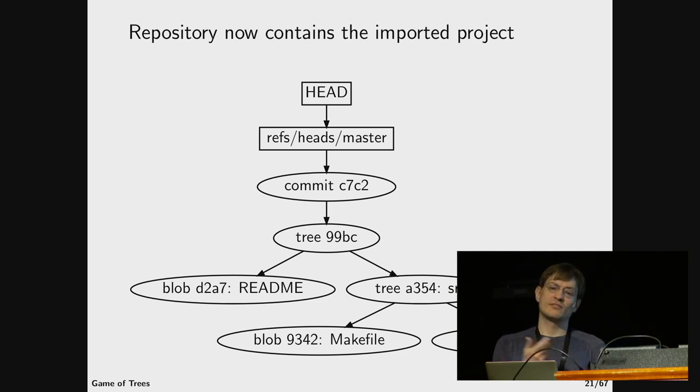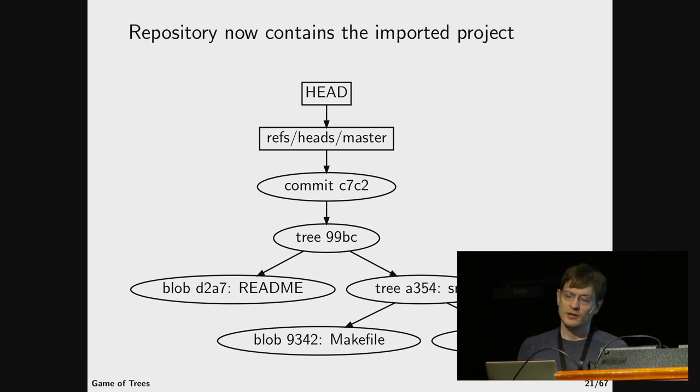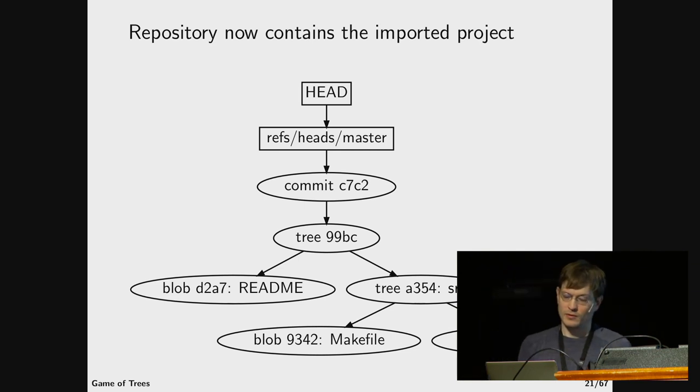And it also creates a head reference, but that's mostly for Git, so that Git knows what's going on. We only use the head reference as a default reference if you don't specify one. And so after an import, the repository looks like this. It has the head reference, the master reference, and the objects in the tree as discussed before.